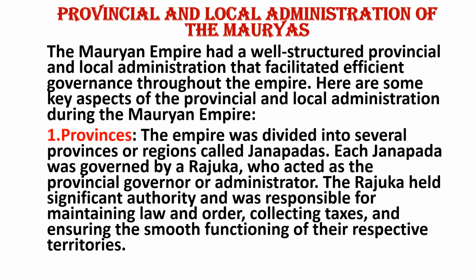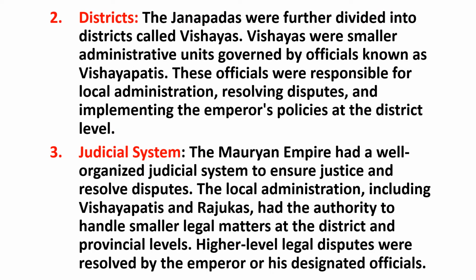The empire was divided into several provinces or regions called Janapadas. Each Janapada was governed by a Rajuka who acted as the provincial governor or administrator. The Rajuka held significant authority and was responsible for maintaining law and order, collecting taxes, and ensuring the smooth functioning of their respective territories.